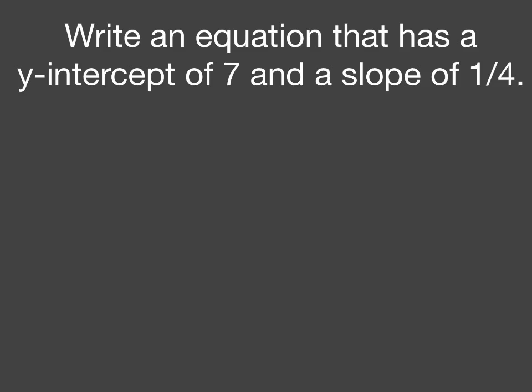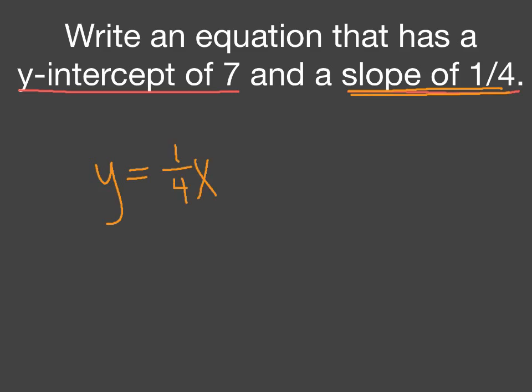Let's try one more. Write an equation that has a y-intercept of 7 and a slope of 1/4. So we've got a y-intercept of 7 and a slope of 1/4. So again, my equation must start with y equals. Then I need to put my slope with my variable of x. So I'm going to put 1/4 x. And then it says my y-intercept is 7, so I'm putting plus 7.